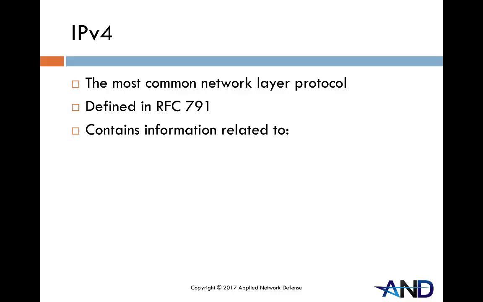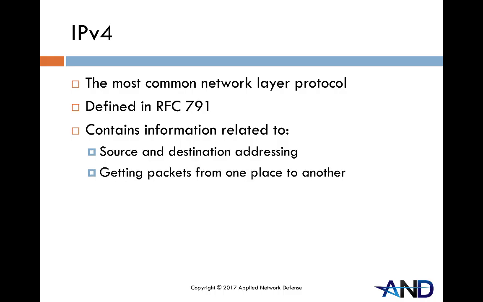Now, the IPv4 protocol contains a lot of useful information. We're going to go through all this and show some examples. First and foremost are source and destination addressing, so we're talking about network or IP addresses in this case. It contains information that is needed to get packets from one place to another, including the addressing information we just mentioned. It includes the information that allows us to route packets across the internet. That's important because without it, we would only be able to communicate within a single network, and that's not going to get us where we need to be.